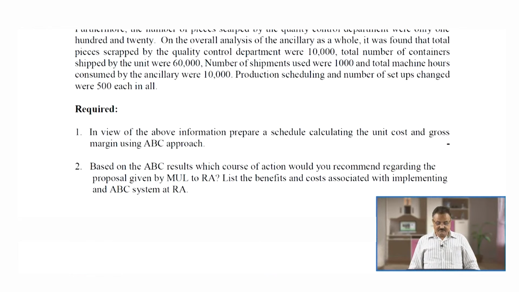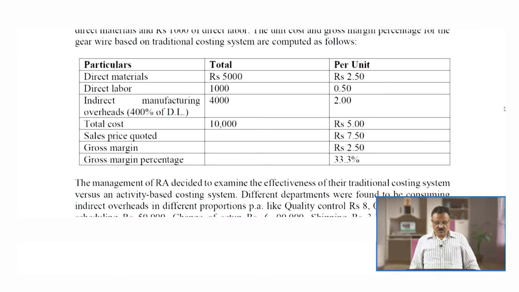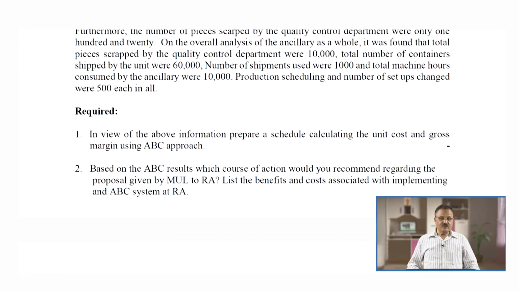So, on the basis of this information, in view of the above information, prepare a schedule calculating the unit cost and gross margin using the ABC approach. As per the absorption costing, total costing approach, the cost sheet is already prepared in the upper part, and we found the total cost is 5 rupees and selling price is 7.5 rupees, and the gross margin is 33.3%. First, we have to redo the whole thing and prepare a new cost sheet by following the activity based costing system.